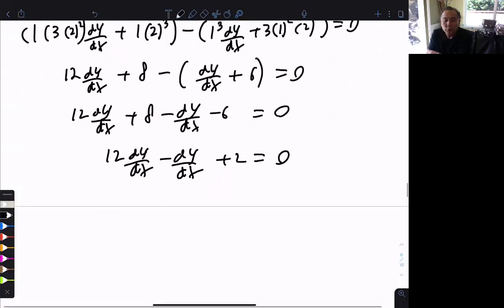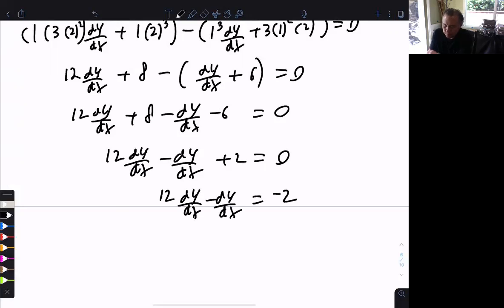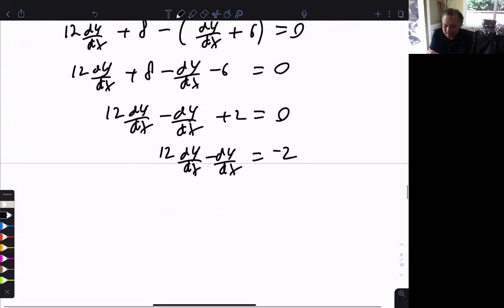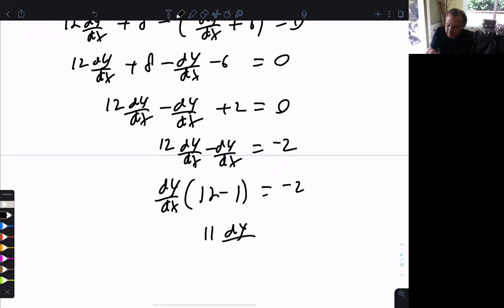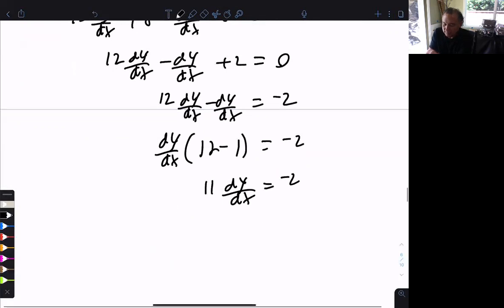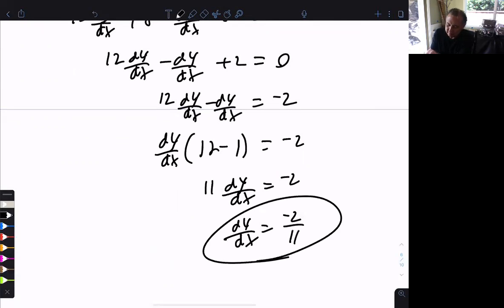What is my goal? My goal is to solve for dy dx. So I want to get rid of this 2. I'm going to subtract 2 from both sides. Now at this point, technically you're factoring out the dy dx. In algebra, you factor out the common dy dx, you're left with 12 minus 1. So you end up with 11 dy dx is negative 2. Divide both sides by 11. Dy dx is negative 2 over 11.